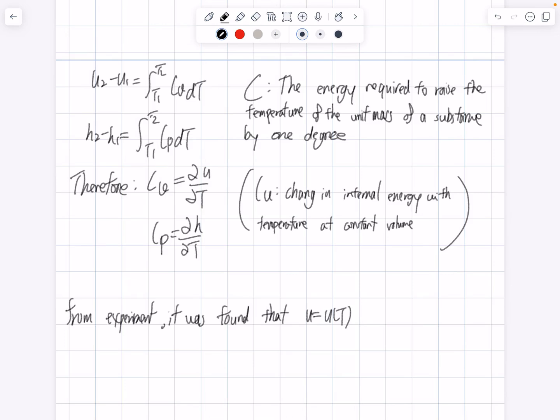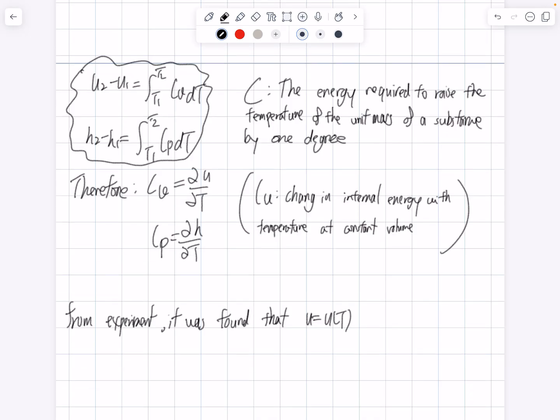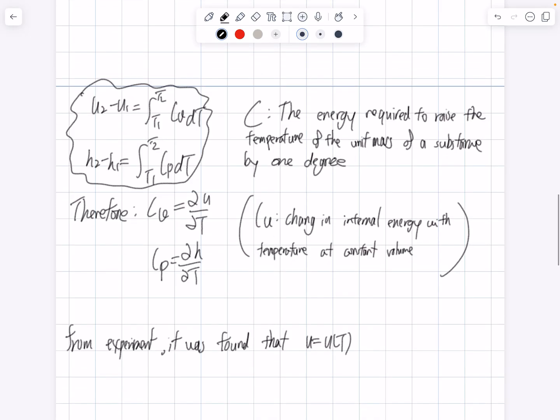So today I'm going to try to explain how this equation was derived and how we can use it. The reason why is because one property of this equation actually confused me quite a lot.